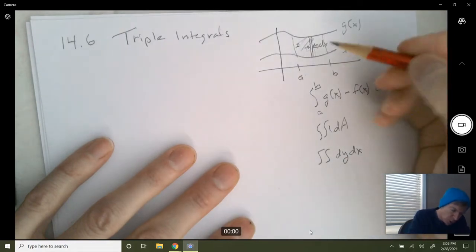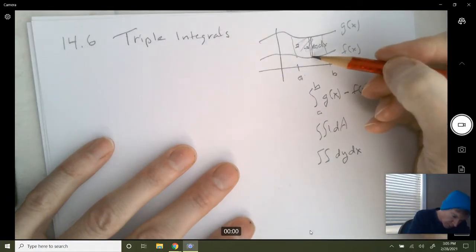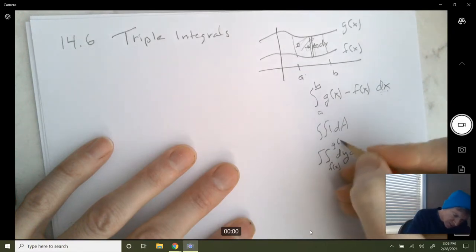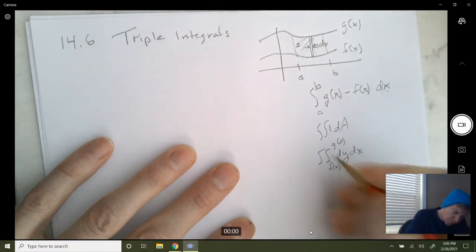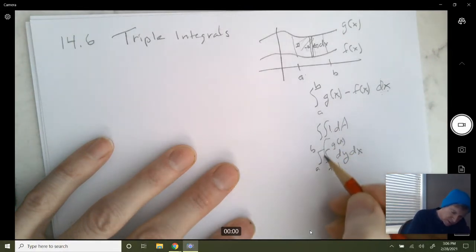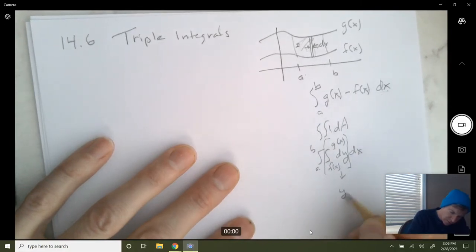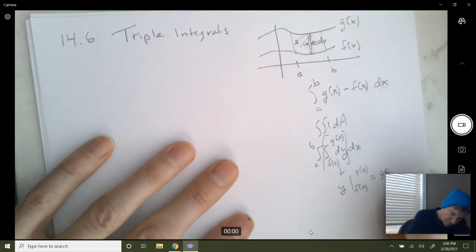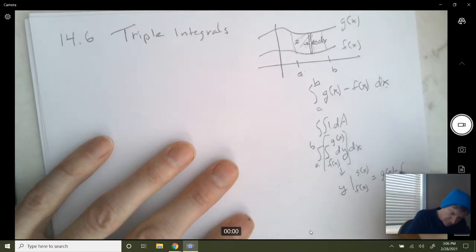And y would go from the lower y, the smaller y, to the bigger y, so from f of x to g of x. And then x would go from A to B. It's pretty easy to see what happens after you evaluate the first one. The antiderivative of dy is y, as y goes from f of x to g of x. So as you plug those in for y, you get g of x minus f of x, and this becomes your integrand.